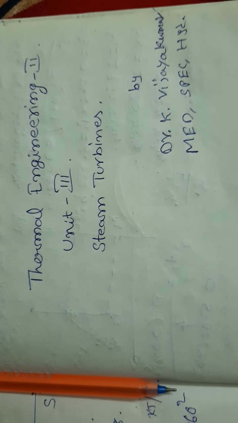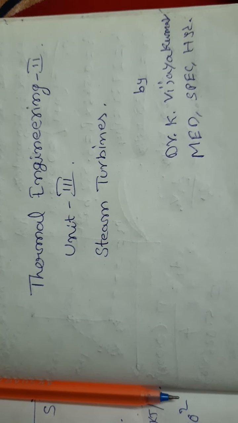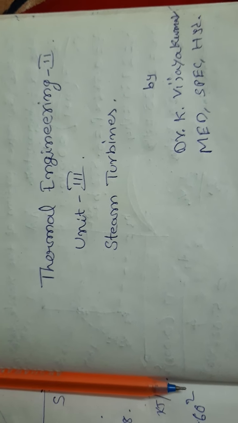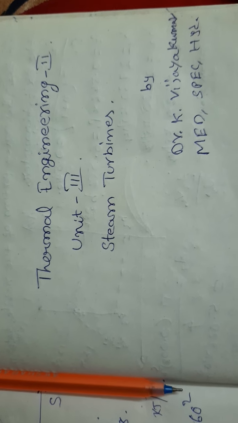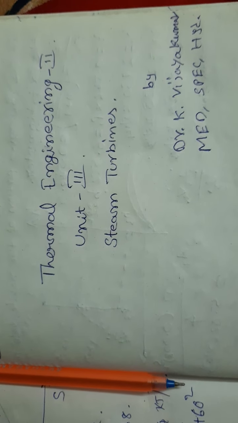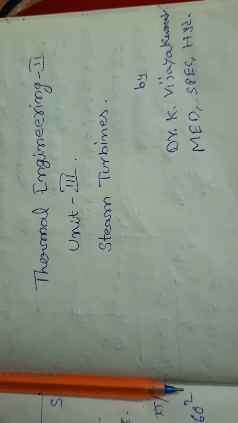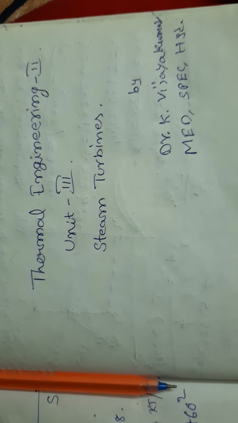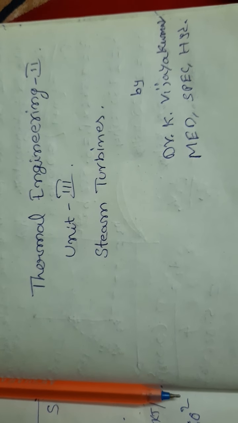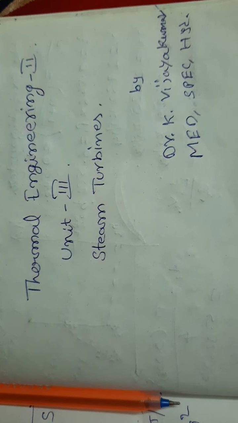Velocity triangles we already studied in fluid mechanics and hydraulic machines, in the topics of impact of jets, pumps and turbines. Here we are combining the inlet and outlet velocities. So how we have to construct a combined velocity triangle, we'll see in today's class. Before that, what is the function of the steam turbine?